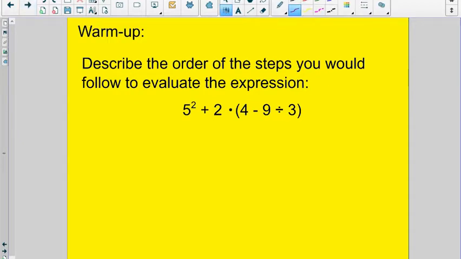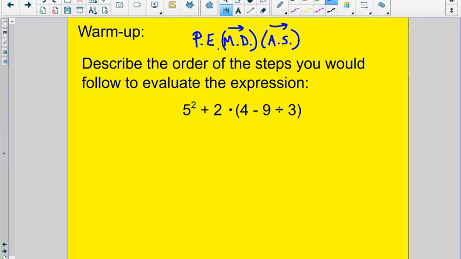Alright, so remember when you are evaluating expressions, we follow the same order around the world. We start with parentheses, then we do exponents, then we multiply and divide. Remember, that's one step, and you go left to right. And then finally, we add and subtract, left to right.